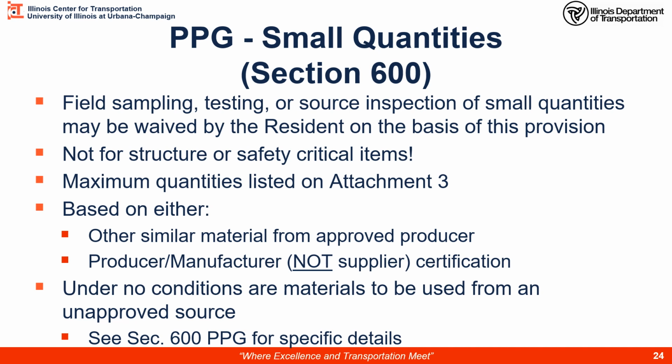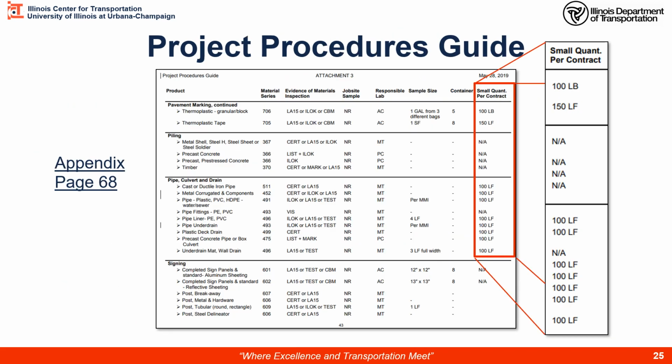The maximum quantities are listed on that attachment 3 in the PPG, that was our far right column. We'll show you another example. It is based on either another similar material from an approved producer, or a producer or manufacturer certification, not a supplier. Under no circumstances are materials to be used from an unapproved source. Here we go. This is our attachment 3, where we are looking up the evidence of material inspection that's required for our different materials, and it is this far right column that's labeled small quantities per contract.